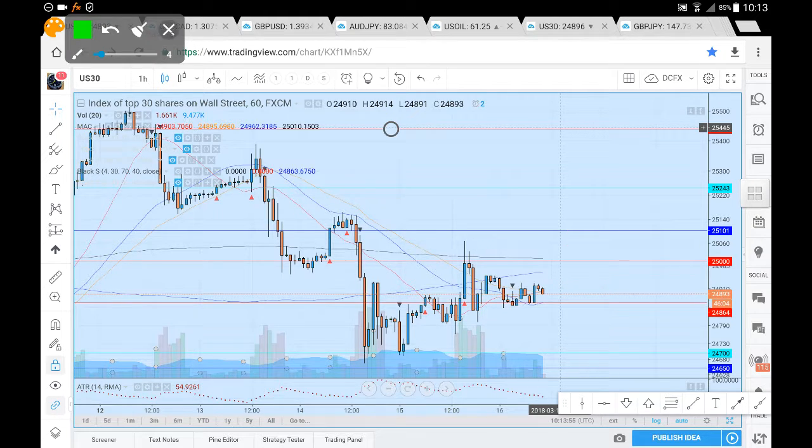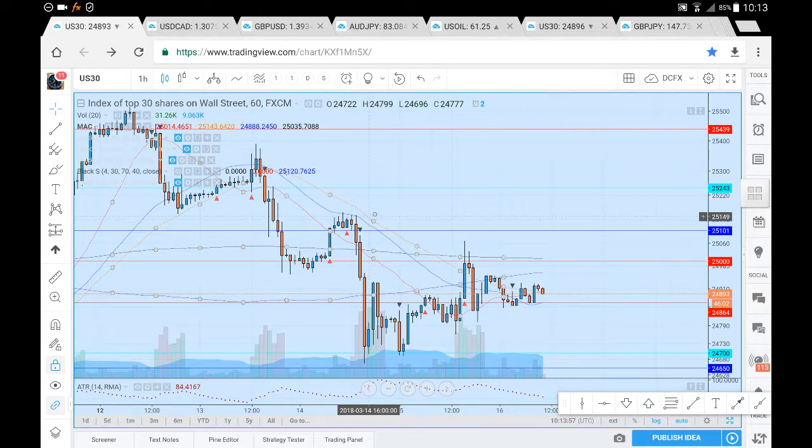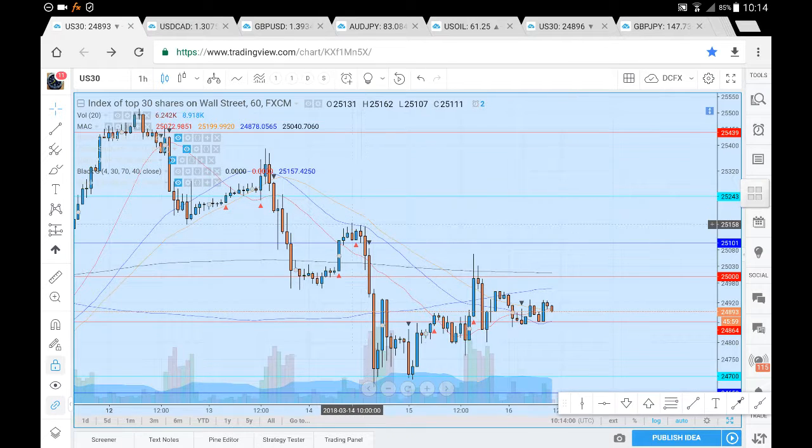The very next level above the 25,101 is a previous swing here in the market, where we did have this bit of a consolidation, slightly in around the 25,158, in around the 25,160. That's what I meant to say.